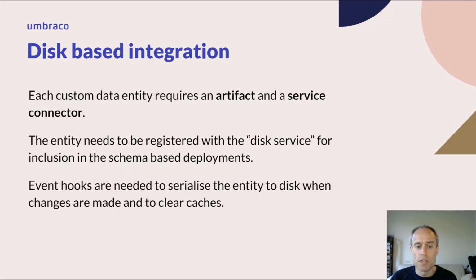As I showed in the demonstration, custom data can be registered to be deployed as schema or as content. And for the former case, it's necessary to register the entity with Umbraco Deploy's disk entity service, such that it's recognized as a known type that Deploy can handle. In addition, events such as created, saved and deleted need to be available and handled such that the serialization of the entity via its artifact to disk happens when any changes are made.